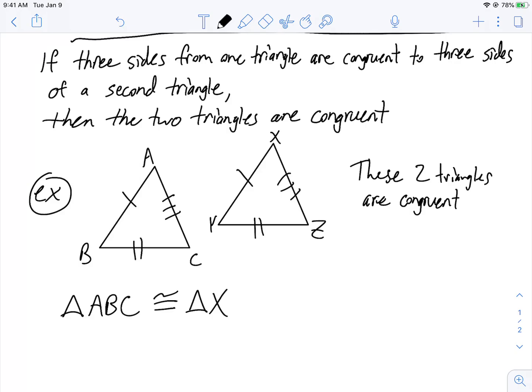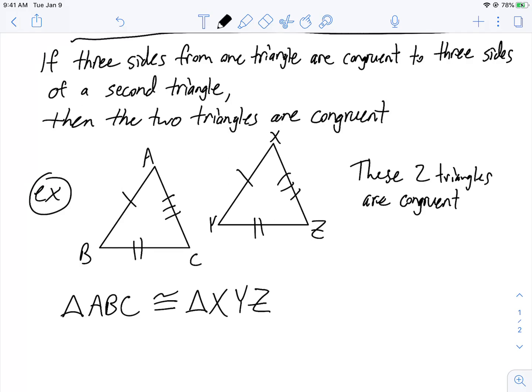What we can do next is we can do the same thing. We can say, okay, here's B. Its two sides are the 1 congruence and the 2 congruence. Well, Y has the 1 congruence and the 2 congruence. So that means that B and Y are congruent with each other. The last piece falls into place. C is congruent with Z. They're the only ones left.